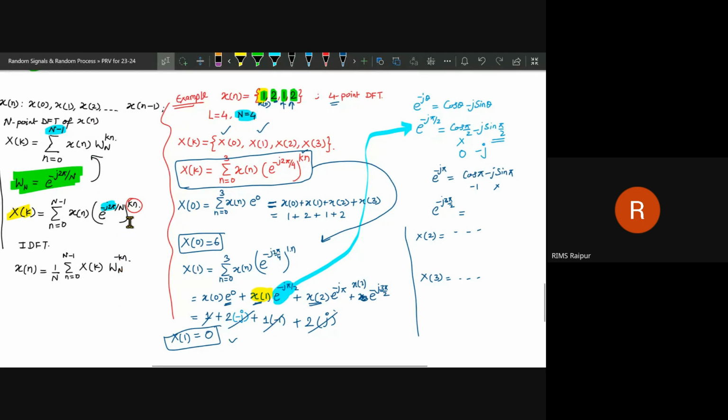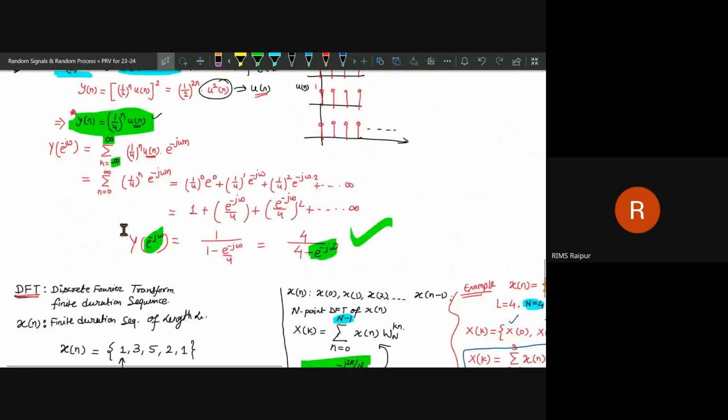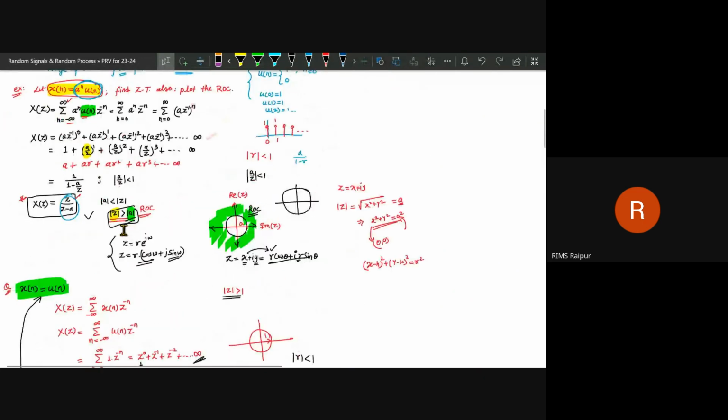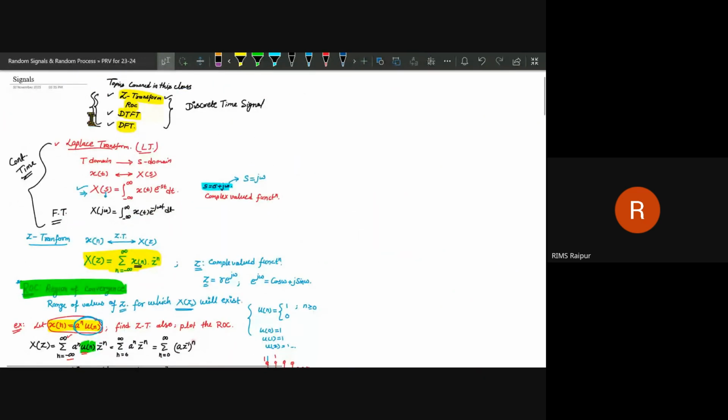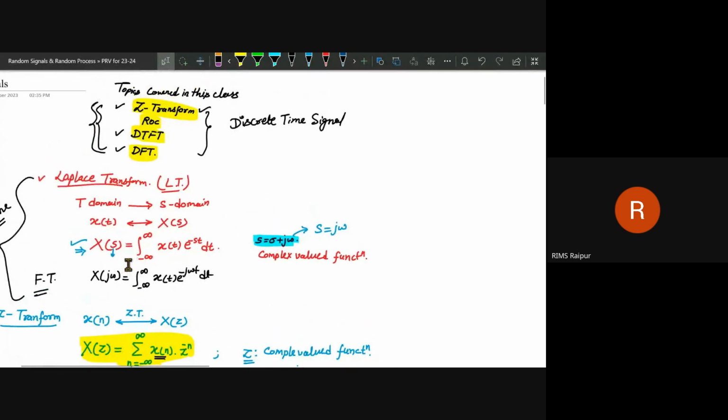So these are the topics, that is DFT, DTFT, and Z-Transform, which I was supposed to explain in today's class. Any doubt from today's session? Then you can ask me.